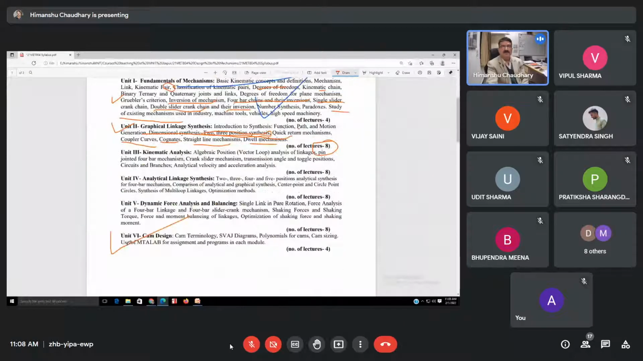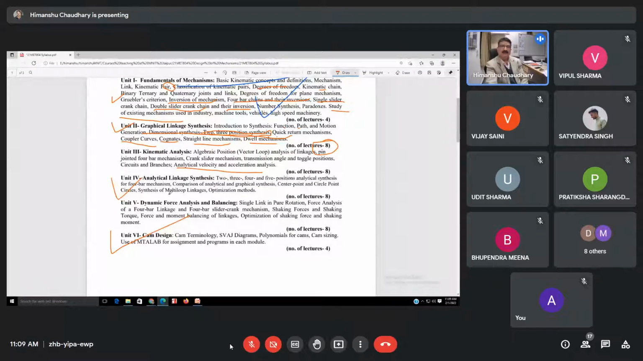In Unit 3, kinematic analysis: once we have some conceptual design of a mechanism, we want to know the behavior of its kinematics. Kinematics means position, velocity, and acceleration of a link, or a point of a link. Also, we consider some design issues like transmission angle, toggle positions, circuits, branches, and then analytical formulations for velocity analysis and acceleration analysis.